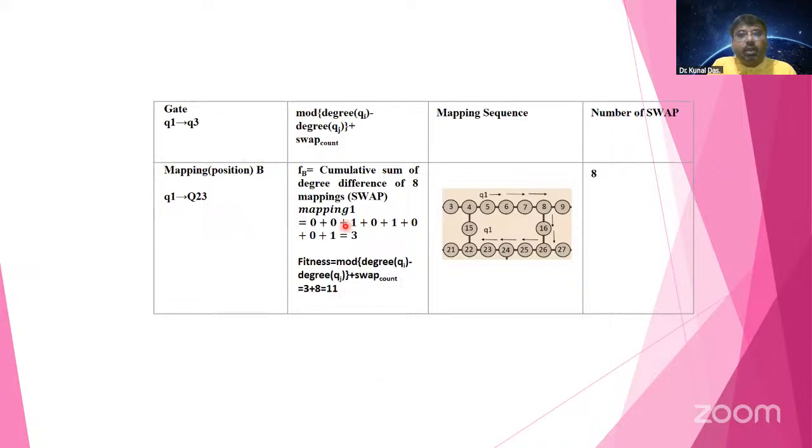Then let's see the Q1 to Q23. So for Q1 to Q23, what is the required number of swaps? You are moving Q1 to Q23. You can move that way or you can move that way. So in that way, you require 1 swap, 2 swaps, 3 swaps. So after 3 swaps, you will be at Q23.